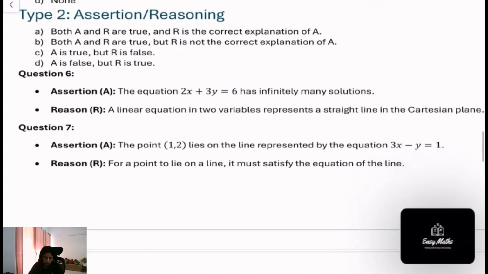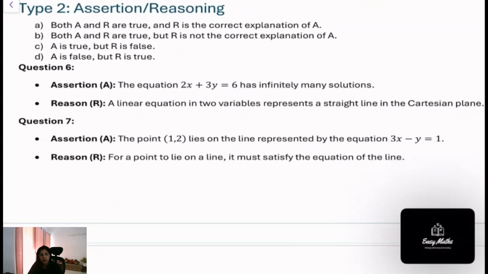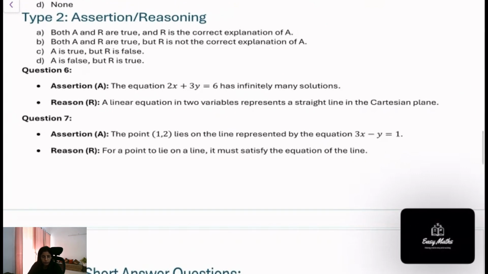Assertion reasoning questions. These are the questions which usually trouble the children. So I'll tell you the trick how to solve them. Whatever is the assertion statement and whatever is the reasoning statement, you should first read that and answer them separately.